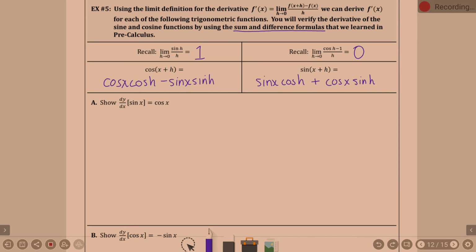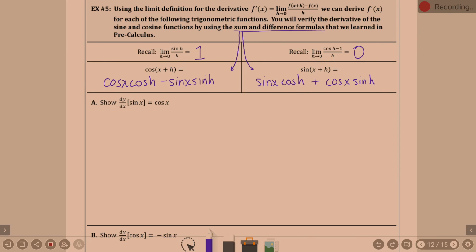So those are your sum and difference formulas from pre-calc. Do some of those things we learned in chapter 5 last year still pop up and apply? Yes. Oh my goodness, yes. So our job is to show that the derivative of sine is cosine.